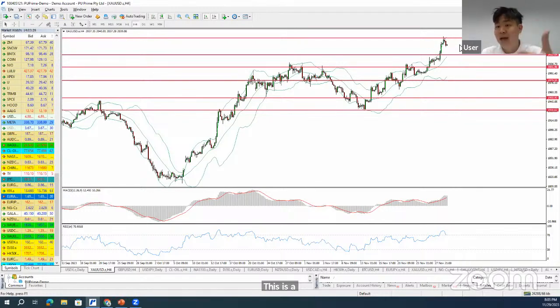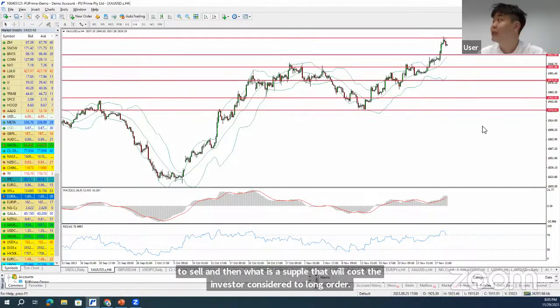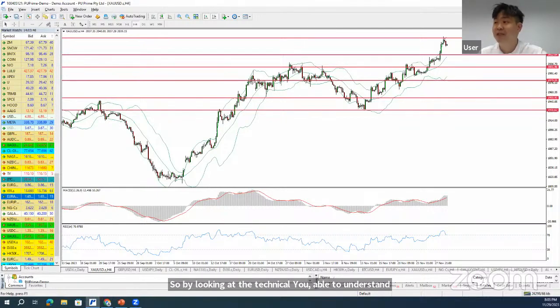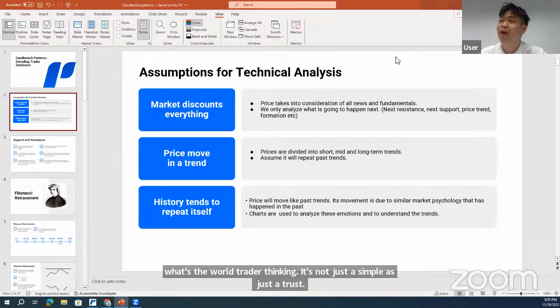So by looking at the technical resistance level and support level, we understand what the key resistance level is where investors might consider selling, and what the support level is that will cause investors to consider a long order. By looking at the technical analysis, you're able to understand what world traders are thinking. It's not just as simple as a chart. It's the understanding between you and others, and this is what we call the connections.